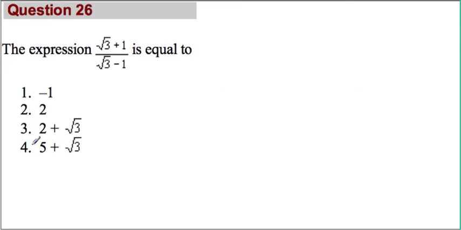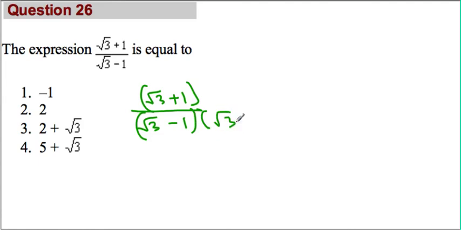Number 26. Same idea as before. Here, what are we going to multiply? Just leave the bottom one as they are, but multiply by its conjugate. So we have radical 3 minus 1, and radical 3 plus 1. We're just going to multiply top and bottom by radical 3 plus 1. Not because of the numerator, but just because the radical 3 plus 1 is the conjugate of the denominator. Same thing except the sign in the middle. So radical 3 plus 1.